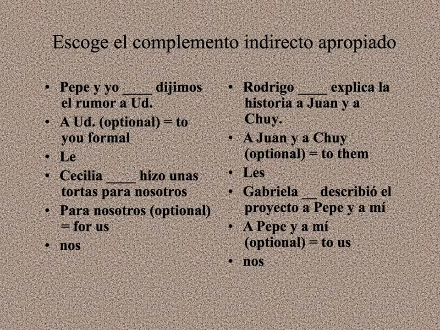Pepe and I told the rumor to you. To you, a usted, right? Again, that's optional, but it does let you clarify that it needs to be to you, and that's le. You formal, obviously. Cecilia made some sandwiches for us. For us is nos. Rodrigo explains the history to Juan and Chuy. To them. That's les. Okay? And be careful with that, because some of you lazy readers, you'll look and you'll go, oh, Juan, and you'll stop. And you won't realize, oh, it's to Juan and to Chuy, two people, to them. So really make sure you read your sentences thoroughly. Gabriela described the project to Pepe and to me. To Pepe and to me, that's to us. That's why I would fill in nos.